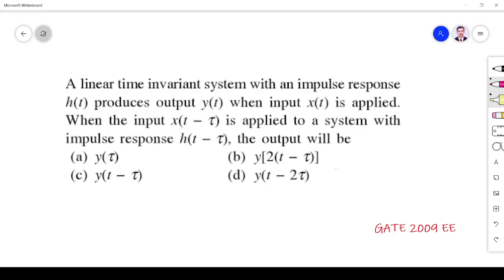Hi friends, in this video let us solve the signals and systems related question asked in GATE 2019 paper.